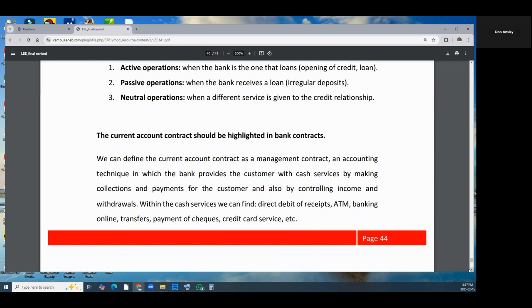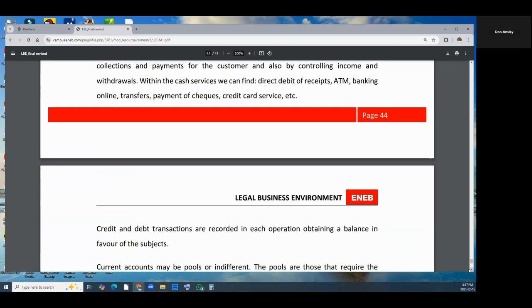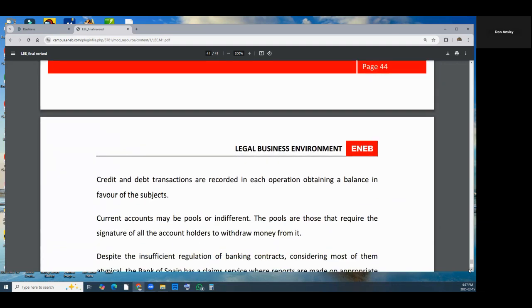We can define the current account contract as a management contract, an accounting technique in which the bank provides the customer with cash services by making collections and payments for the customer, and also by controlling income and withdrawal. Within the cash services, we can find direct debit of receipts, ATM banking, online transfers, payments of checks, credit card services, and so on and so forth. Credit and debit transactions are recorded, and each operation obtains a balance in favor of the subjects.